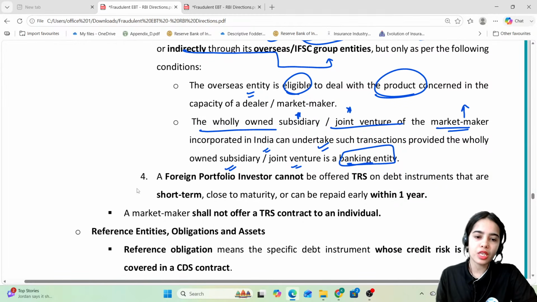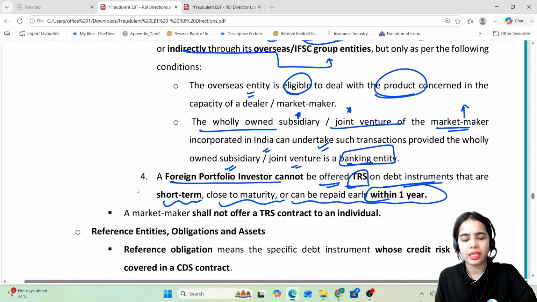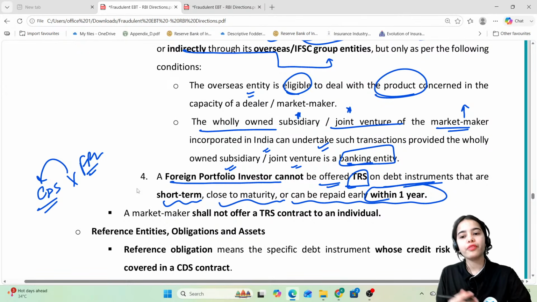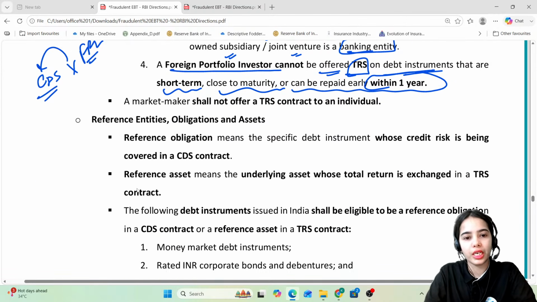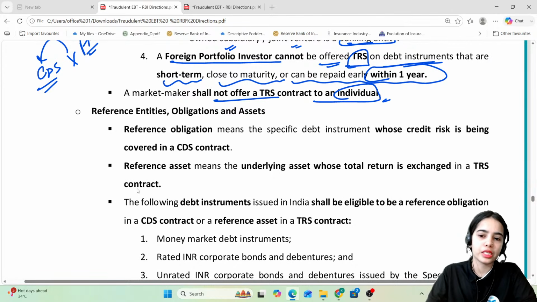Okay? Foreign portfolio investor cannot be offered TRS on debt instruments that are short-term, close to maturity, or can be repaid early within 1 year. The same thing, the credit default swap could not be given to the foreign portfolio investors if the underlying debt instruments were of short term. Similarly, foreign portfolio investors cannot be offered TRS also if the debt instruments are short term. A market maker shall not offer a TRS contract to an individual. The rest norms are same.